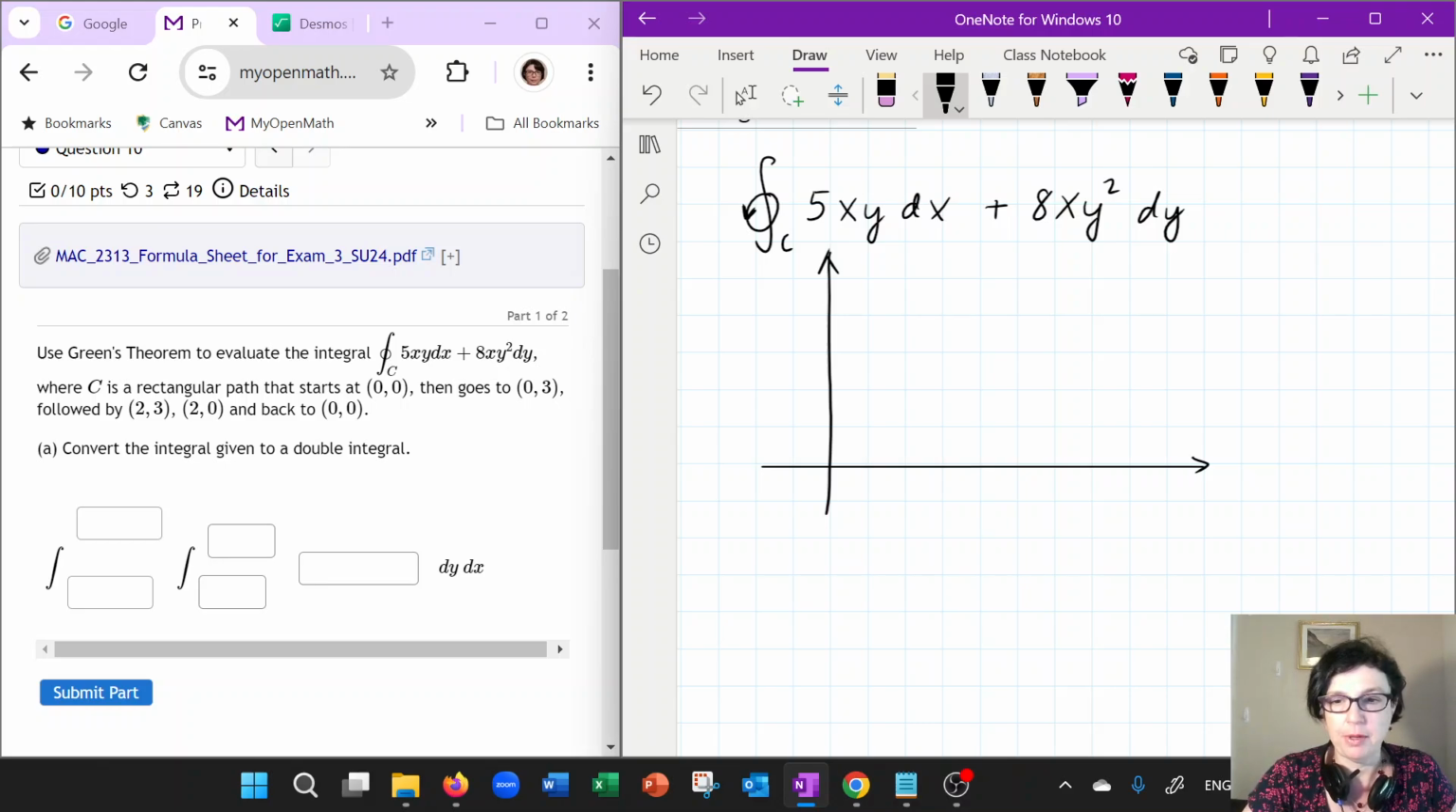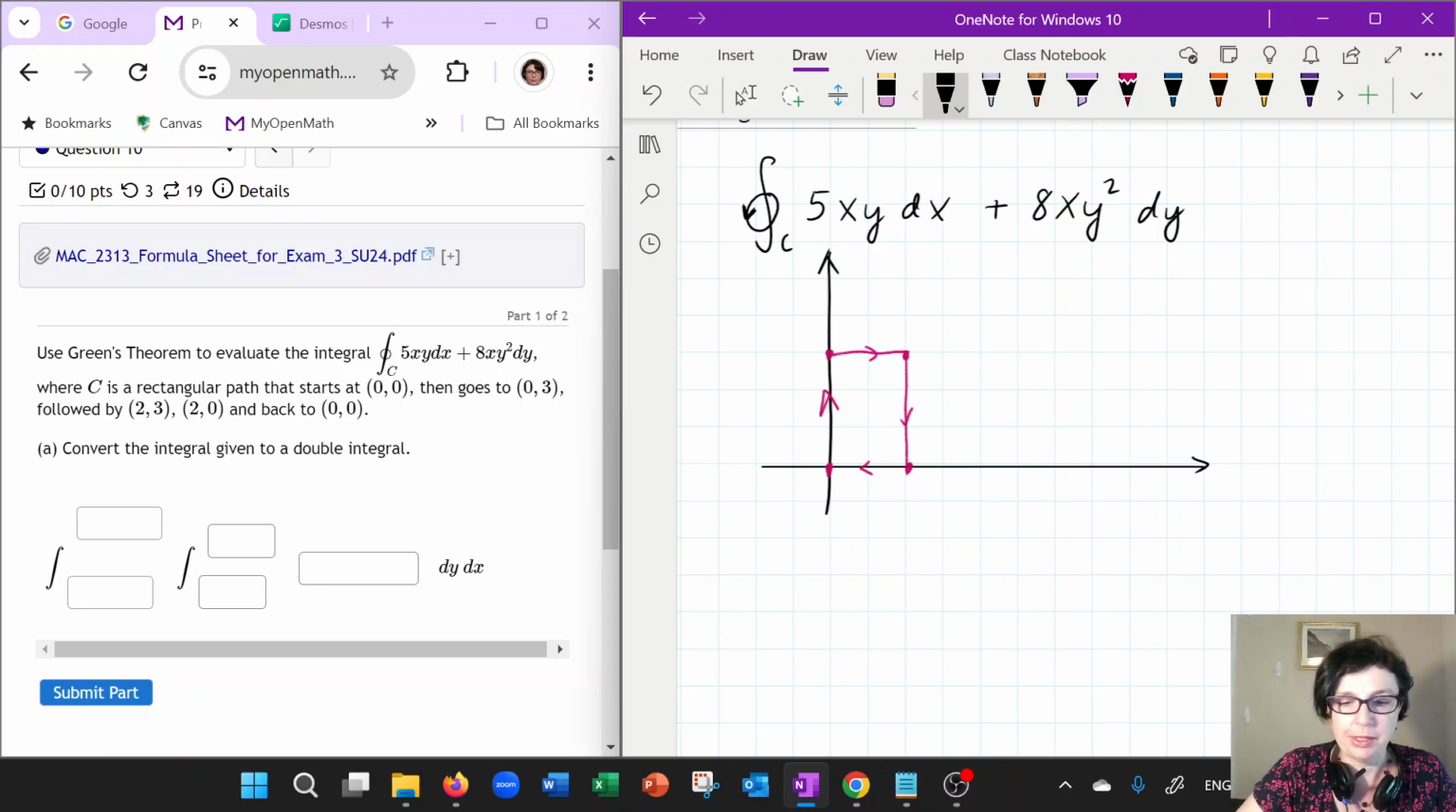Let's see what kind of orientation we have here. So we're starting at 0, 0. Then we're going to 0, 3, so we're going this way. Then we go to 2, 3, so 2, 3 would be over here. Then we go to 2, 0. And then back again to 0, 0. Now, does this look like counterclockwise or clockwise orientation? I think this looks like clockwise orientation, which means that we will have to insert a negative.